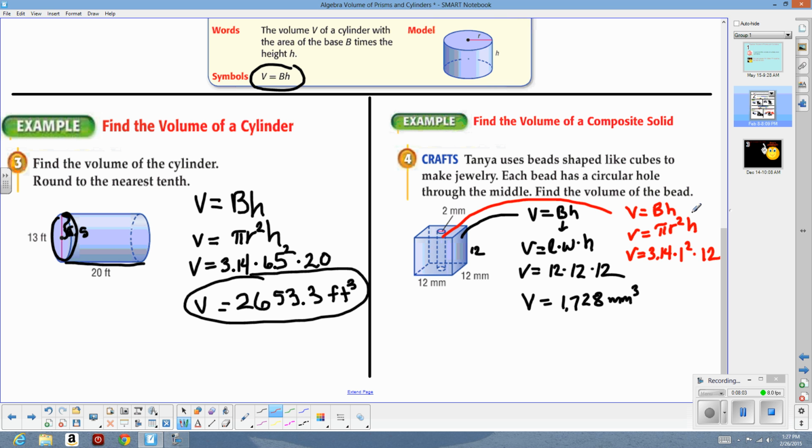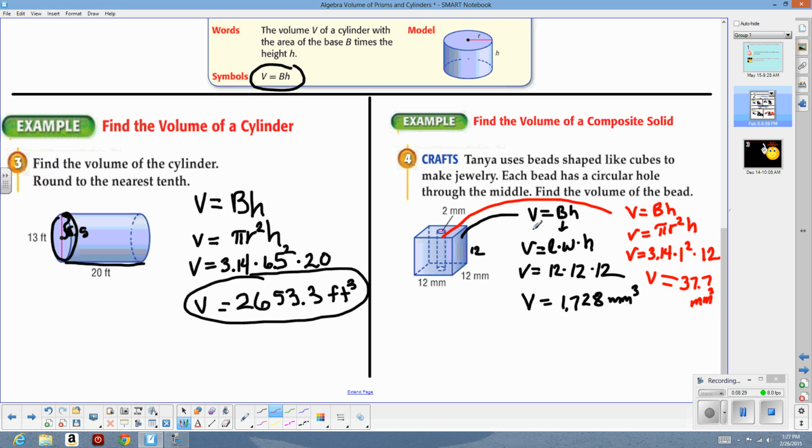So 3.14 times 1 squared times 12, to the nearest tenth, that's 37.7 since it's 37.68. So 37.7 millimeters cubed.